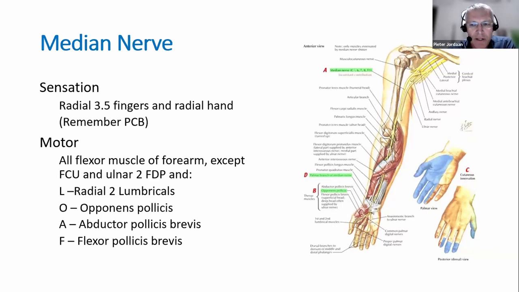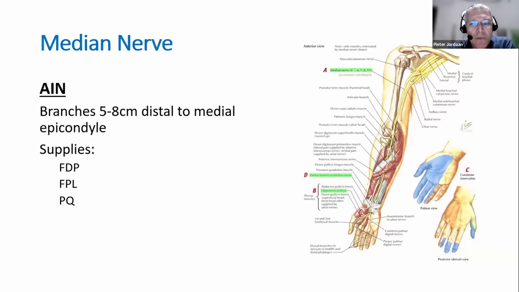In terms of motor function, it's very easy to remember. The median nerve supplies all the flexor muscles of the forearm, except the FCU and the ulnar 2 FDPs. In the hand, it supplies LOAF. So that's your lumbricals, the radial 2, opponens pollicis, abductor pollicis brevis, and flexor pollicis brevis. Also remember the main branch of the median nerve is the anterior interosseous nerve, which branches about 5 to 8 centimeters distal to the medial epicondyle. And this supplies the FDP, the FPL, and the pronator quadratus. This is important to remember because depending on the level of your injury will determine which muscles are affected.